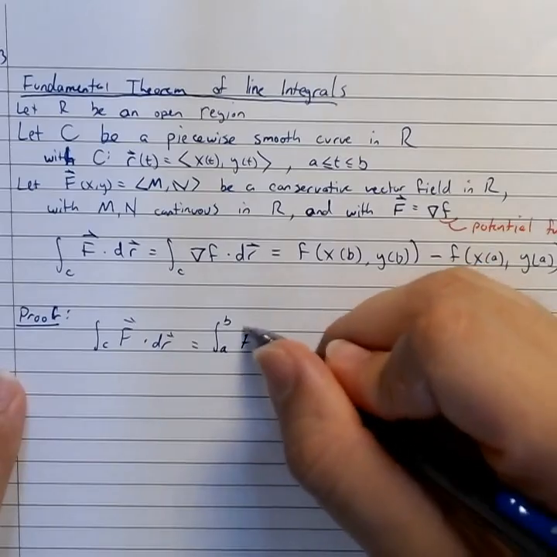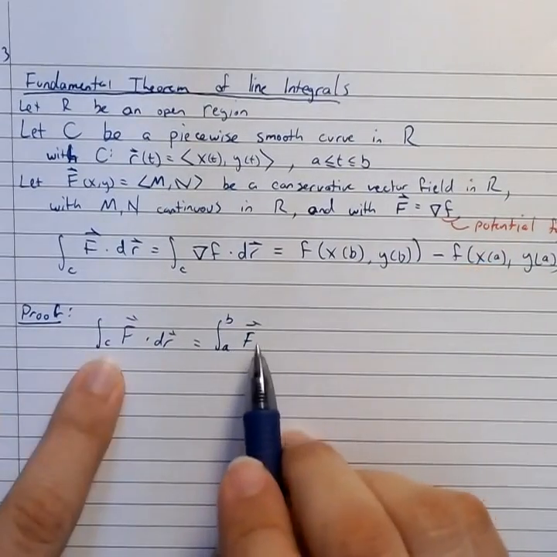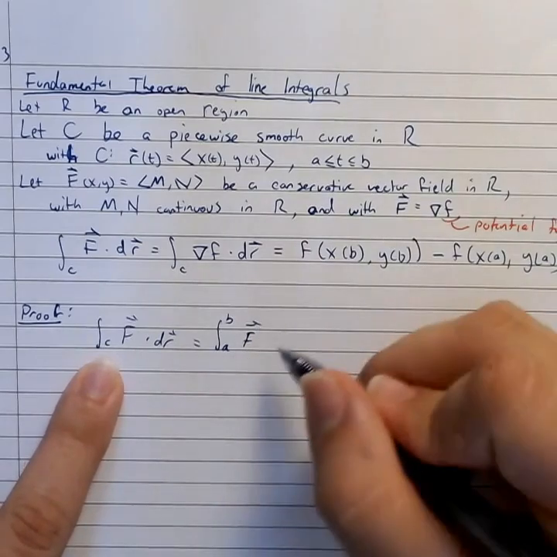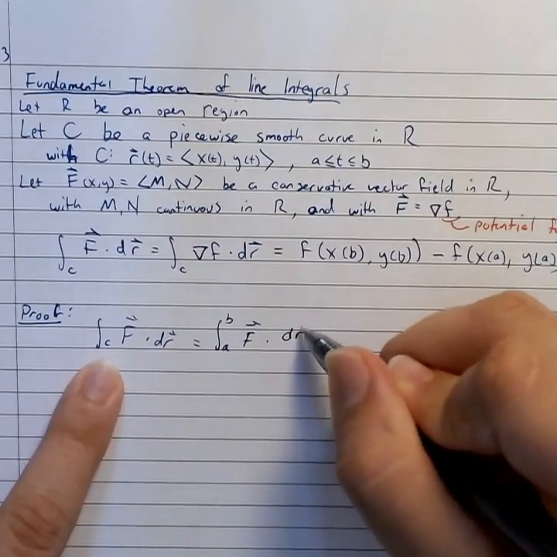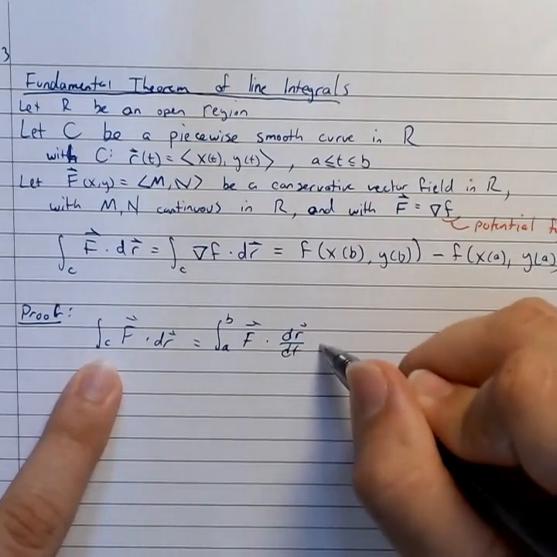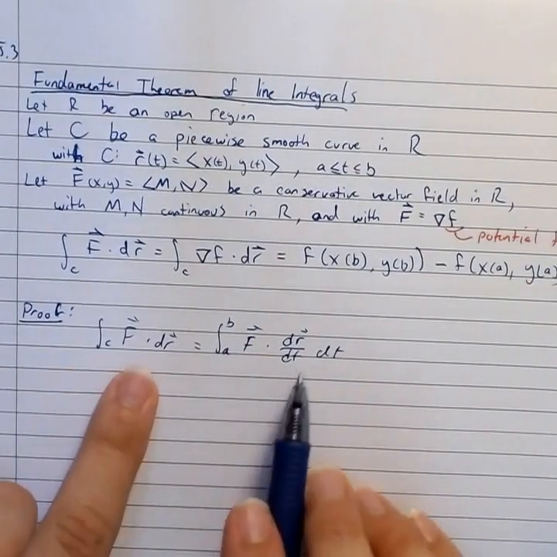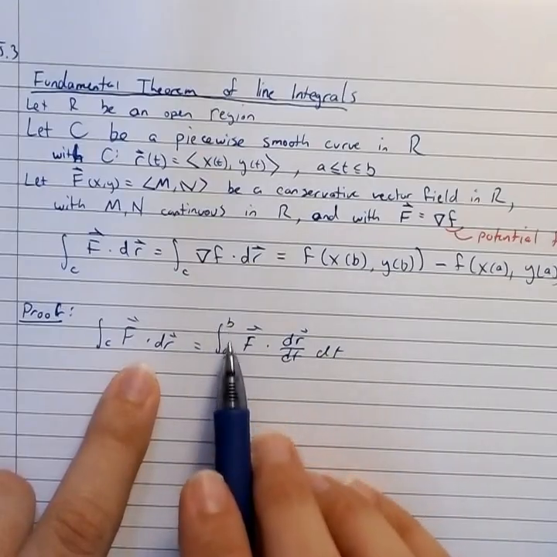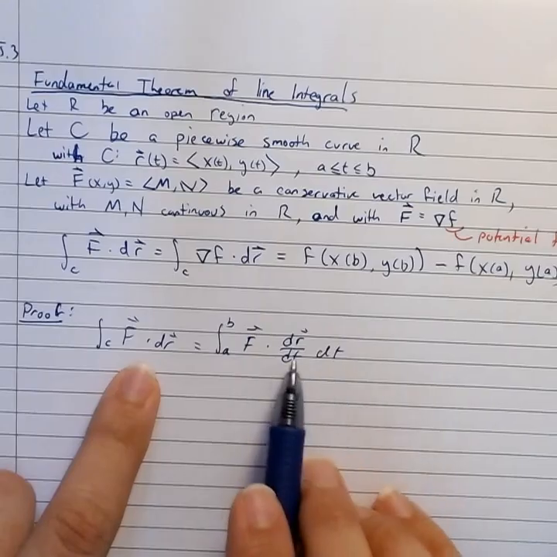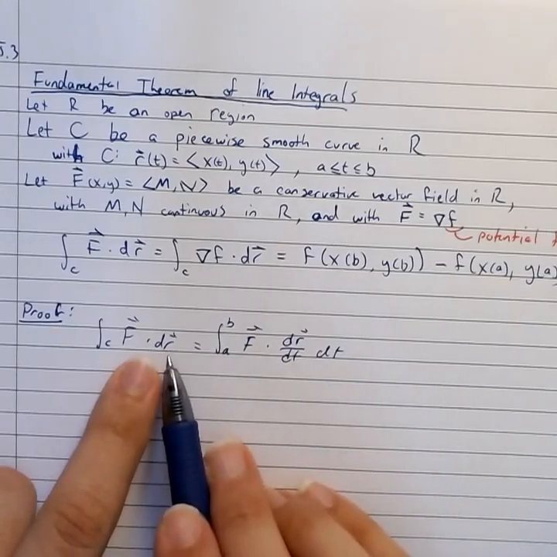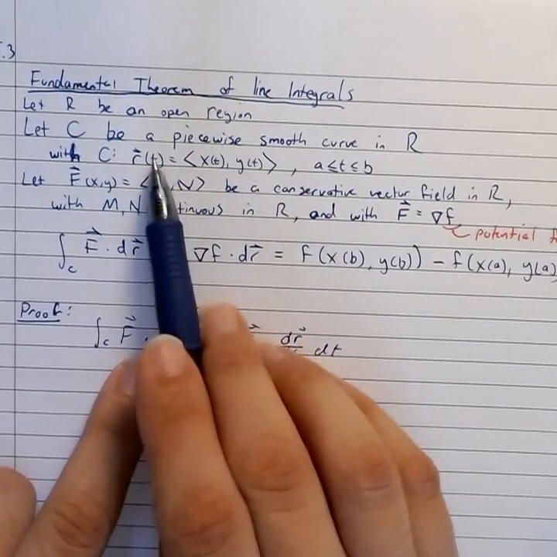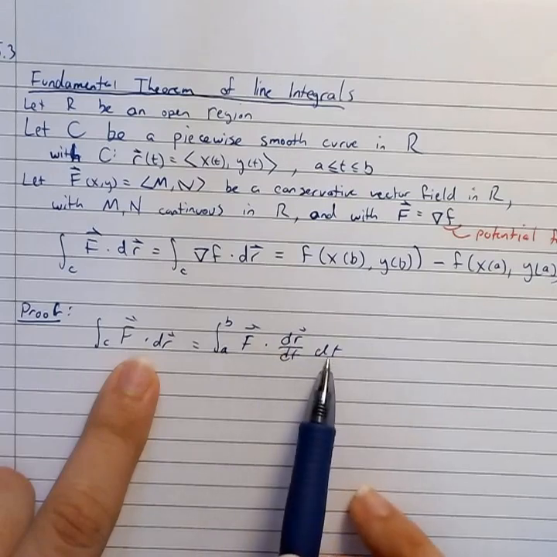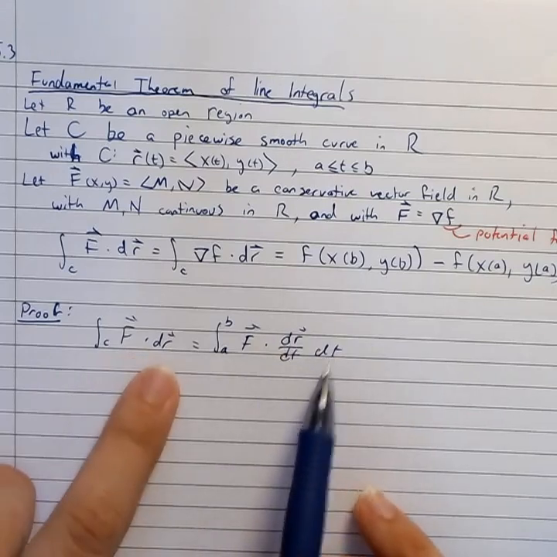F. Let me write this as just F. This is a function of x and y, a vector valued function. But here we'll write this as just F dot dr/dt dt. And again, we've written this using a parameterization with respect to t. So now it's a single integral with respect to t. And here dr, we're just using the chain rule. Since r is a function of t, then dr is really just the derivative of r times dt. And that's just the chain rule.